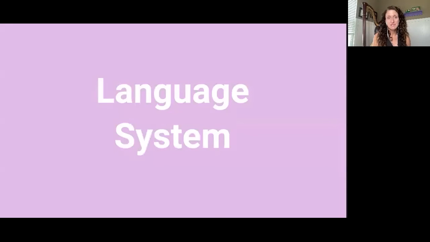What language system is going to be appropriate? There are different language systems. So Proloquo uses a different vocabulary than LAMP does. It's very, very different. And what is going to be easiest for our student?